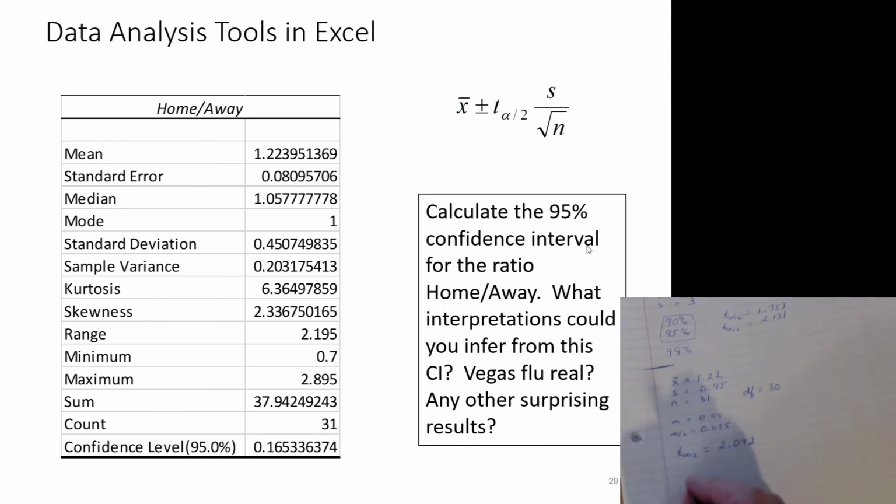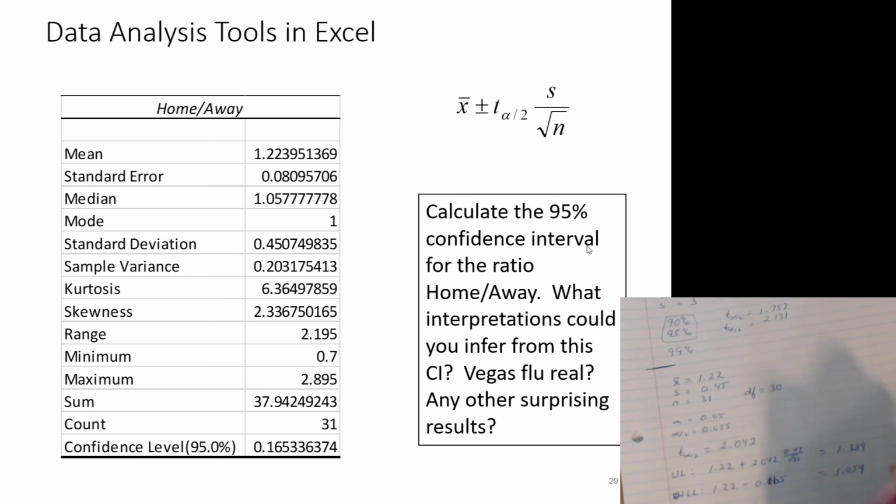So now we are able to bring this all together, just like we did before. We have our upper limit of 1.22 plus 2.042 times the standard deviation of 0.45 divided by the square root of 31, and the lower limit 1.22, again minus that same value, which is 0.165. So we have an upper limit of 1.389. We have a lower limit of 1.059.